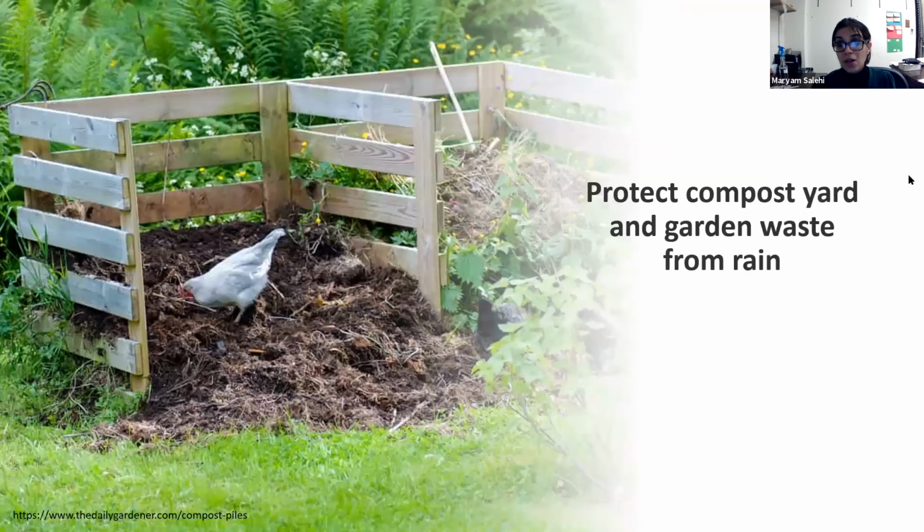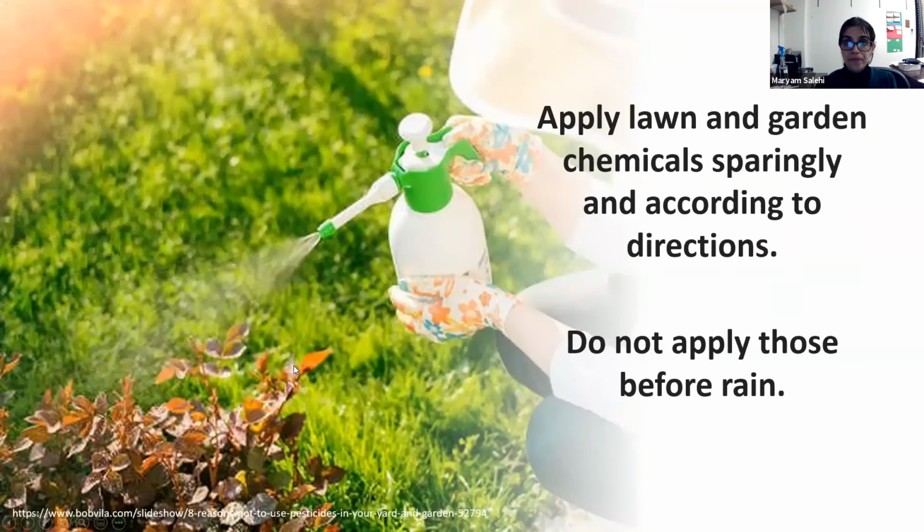We need to protect the compost yard. Many people do composting in their backyard, but they need to protect it from rain, because rain is going to wash contaminants like nutrients or pathogens out of the compost yard. For lawns and gardens, we need to apply the appropriate amount of pesticides and fertilizers. Many people can send their soil sample to the extension offices and ask them for testing, and then they can identify the appropriate amount of fertilizer.